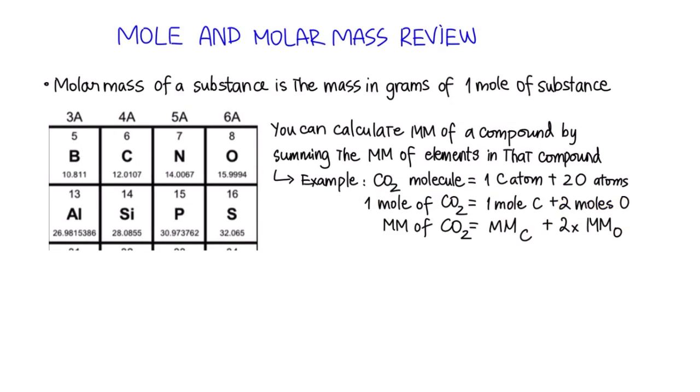Based on that, we can calculate the molar mass of CO2, or the mass of 1 mole of CO2, by taking the molar mass of carbon plus 2 times the molar mass of oxygen, because we need 2 moles of oxygen, and the molar mass of oxygen just shows the mass of 1 mole of oxygen. That's why we need 2 times the molar mass of oxygen. Now I'm just copying the numbers from the periodic table right here. That's going to be 12.01 plus 2 times 15.999, and that's going to give us 44.008 grams per mole, and that's the molar mass of CO2.